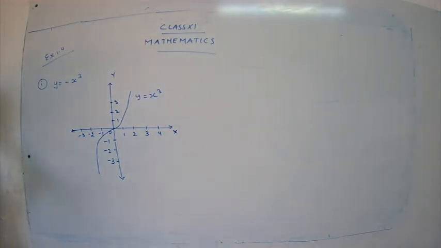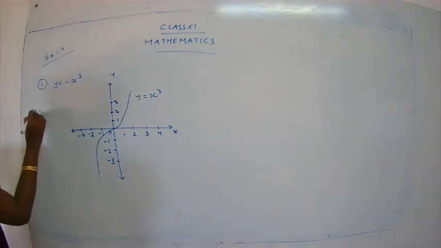Is it done? Okay, shall we move? Let's start. Now, you have the function y is equal to x cube and the function y is equal to minus x cube. So what is this function, children? Y is equal to minus x cube. Where is the minus sign present? The minus sign is present before the function.